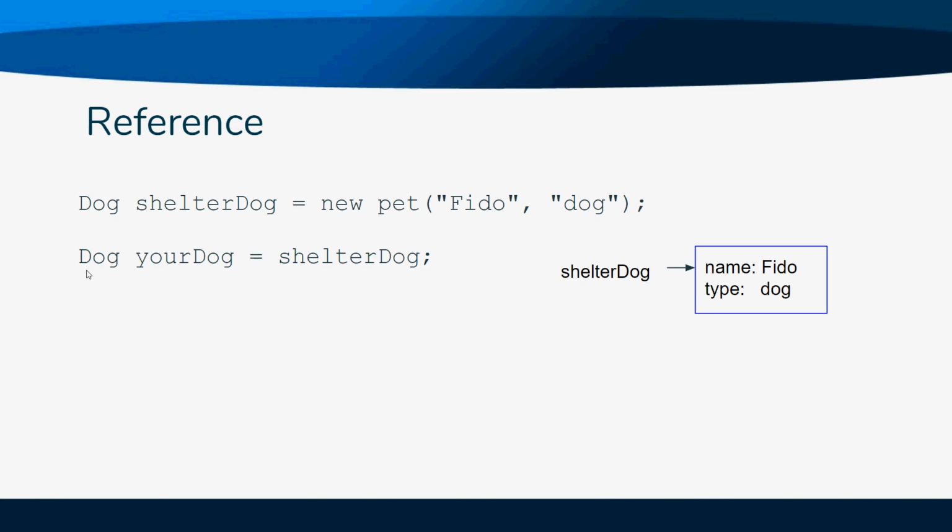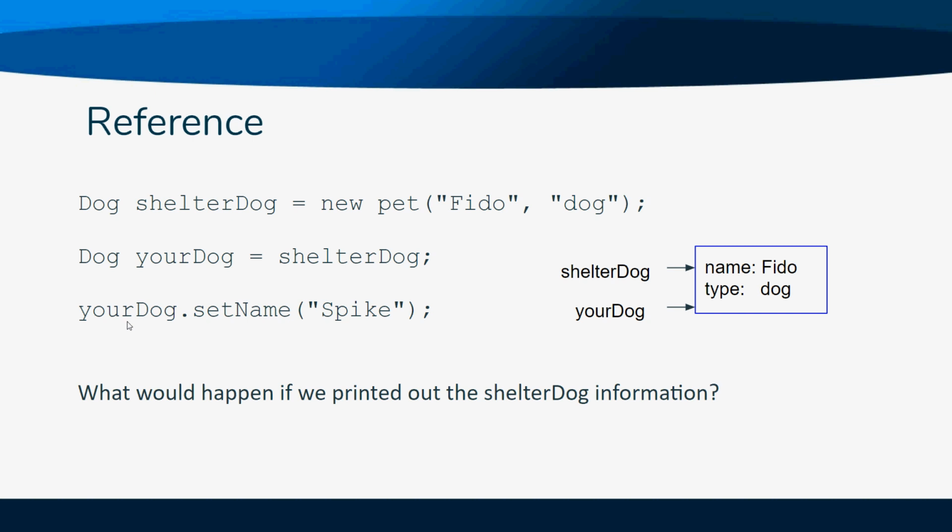Okay, so here is another reference. I have Pet yourDog equals shelterDog. So what I am actually doing here is I'm creating another reference to the same information in memory. So shelterDog points to Fido the dog, and yourDog points to Fido the dog. This is a reference. Both of them reference the same place in memory because we're setting yourDog equal to something without using the new operator. The new operator, remember, allocates that memory.